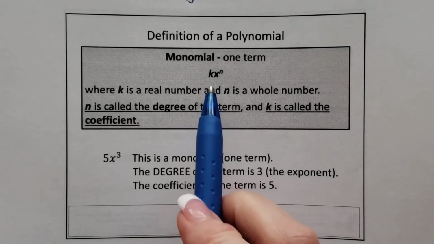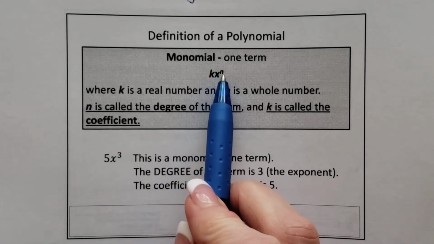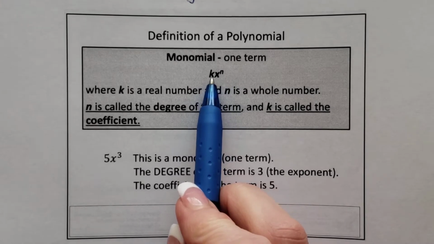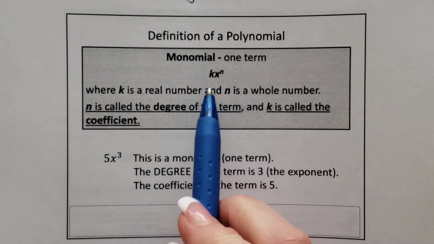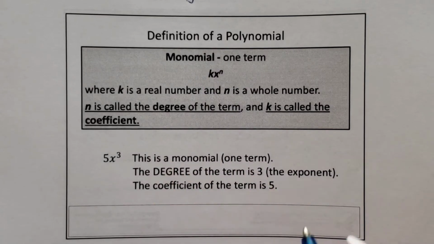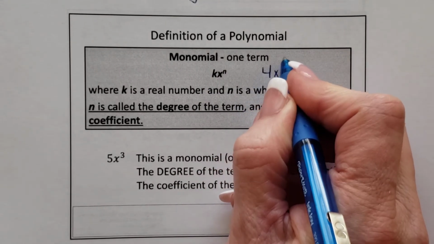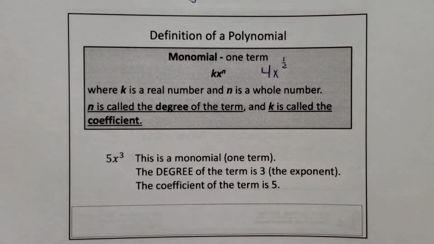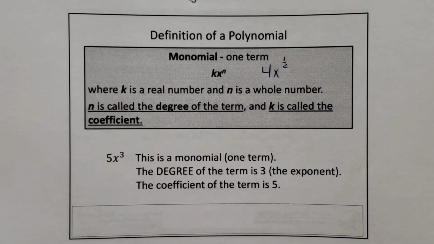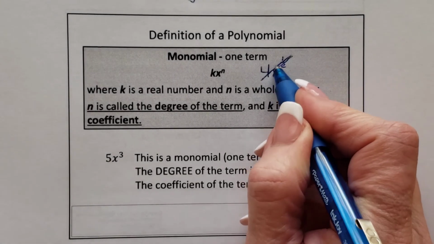So if you have a number k times a variable raised to an exponent, it's a term as long as k is a real number. And in this course, we're only dealing with real numbers. And the exponent has to be a whole number, okay? So if you end up with something like 4x raised to the 1/2, 1/2 is not a whole number, and so that would not be considered a polynomial.